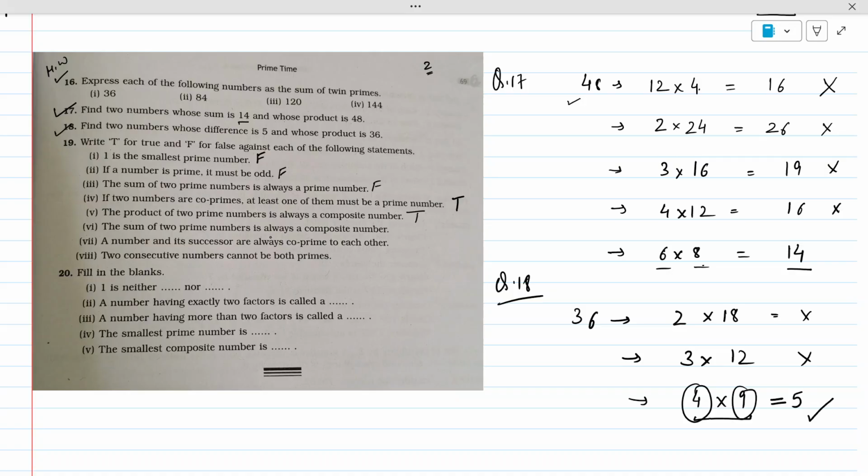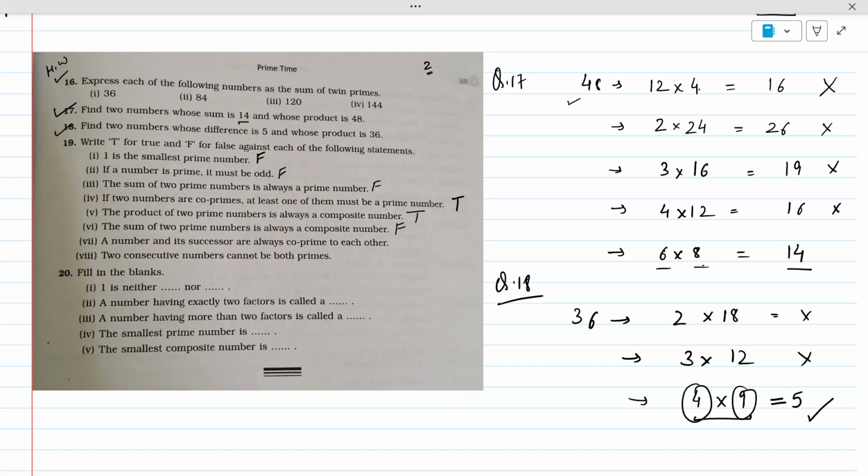The sum of two prime numbers is always a composite number. We have two prime numbers, 2 and 5, but the sum is again a prime number, that is 7. So this is also false. This we have already done, kids. Most of this true or false we have already covered.